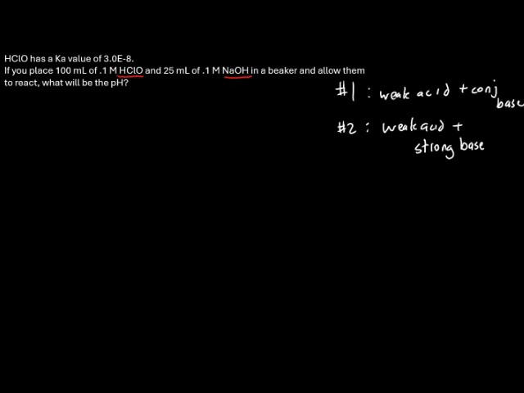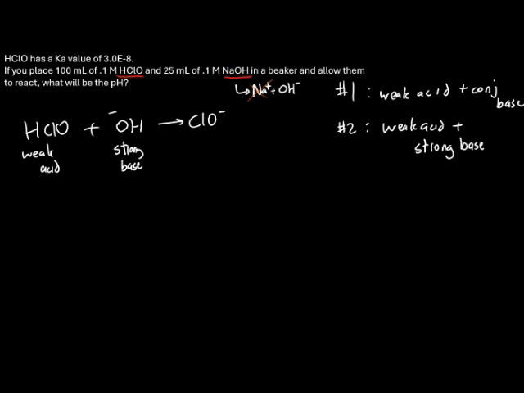Now, bear in mind that NaOH will break into Na+ and OH-. Na+ will not have any acid or base activity, so what we're going to do is react our HClO, our weak acid, with OH-, which is a strong base. Our weak acid will lose an H and become ClO-. Our strong base will gain an H and become water, H2O.